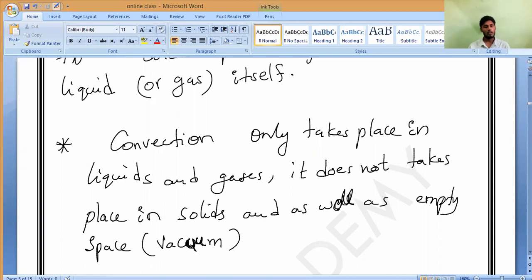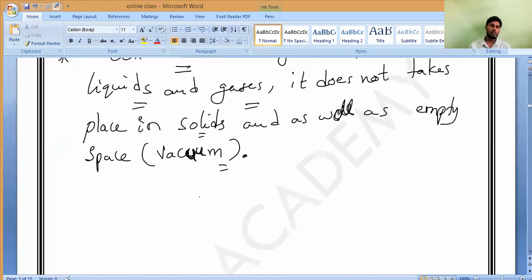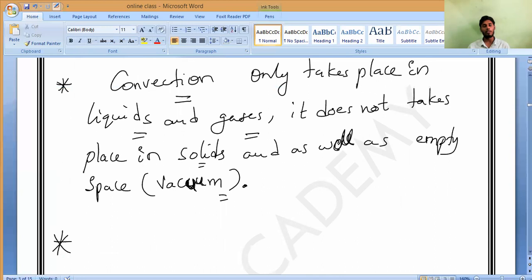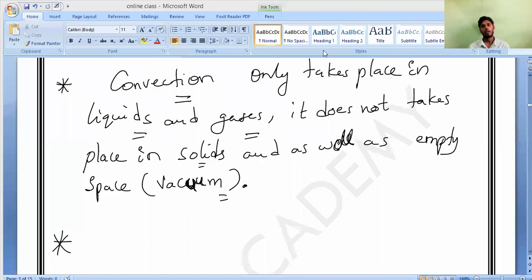So convection only takes place in where? Only in liquids and gases. It does not take place in solids as well as in empty space. So this is all about convection. Why is it taking place only in liquids and gases? Because the molecules are loosely packed. Liquids and gases, molecules are free to move, so that only it will take place.